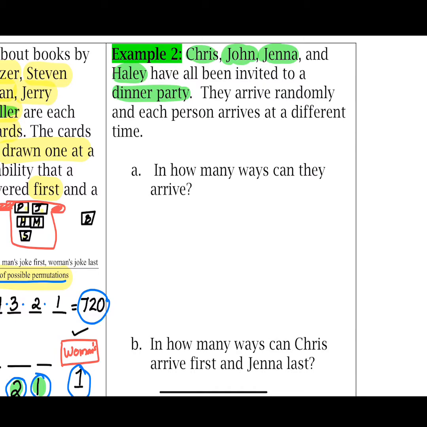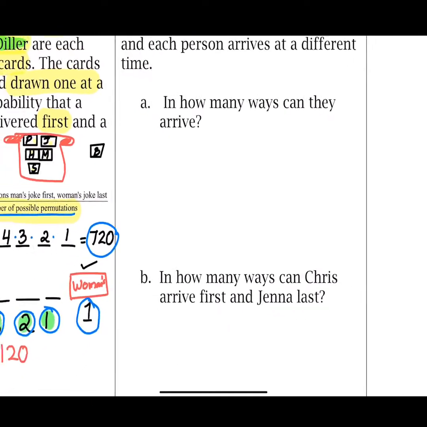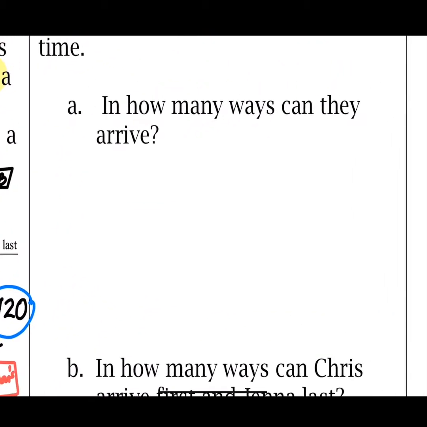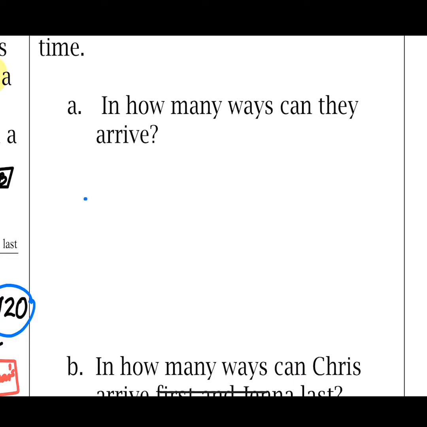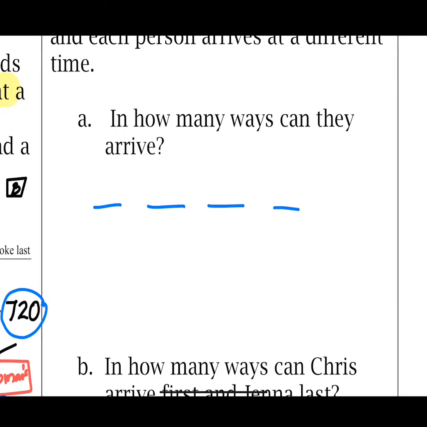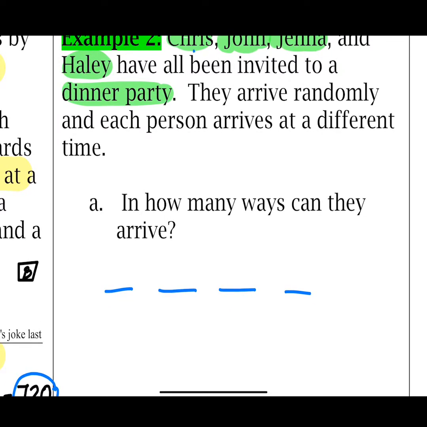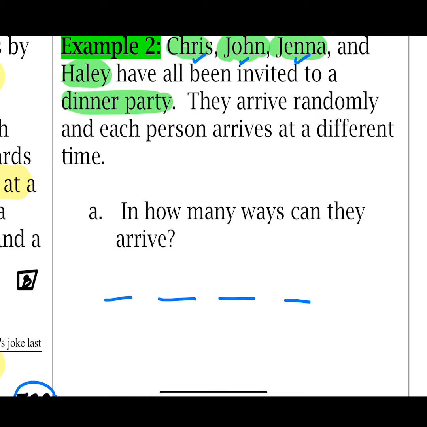They arrive randomly and each person arrives at a different time. That's okay. So what are they asking us? How many ways can they arrive? Okay, so I have 4 people here. So 1, 2, 3, 4. The first one, how many? I have Chris. So who can arrive first? Chris can come first, John can come first, and Jenna can come first, or Haley can come first. So the first one, I have 4 options.